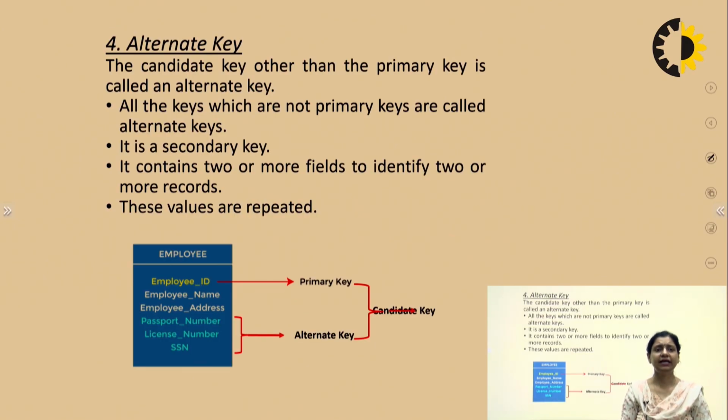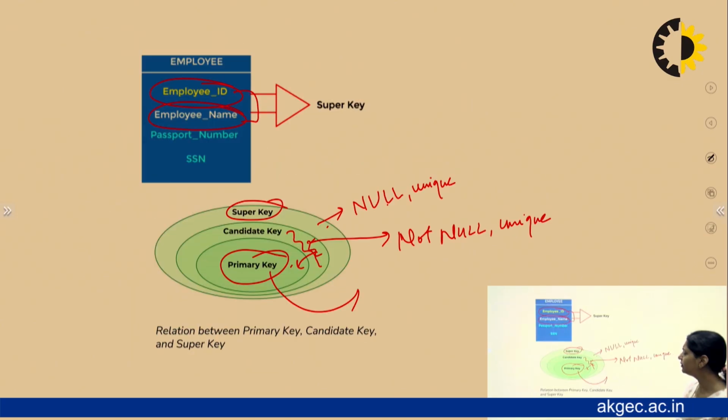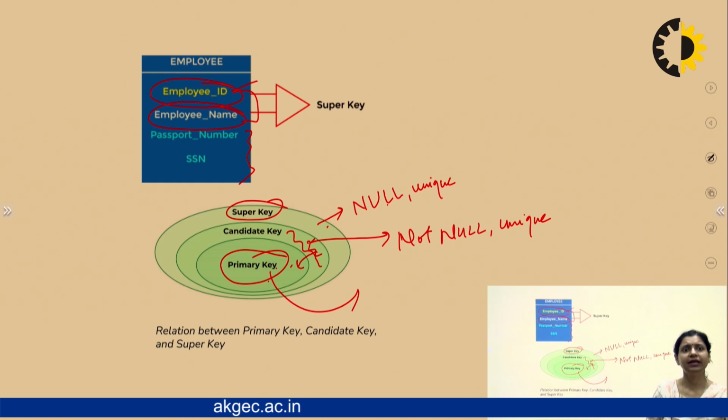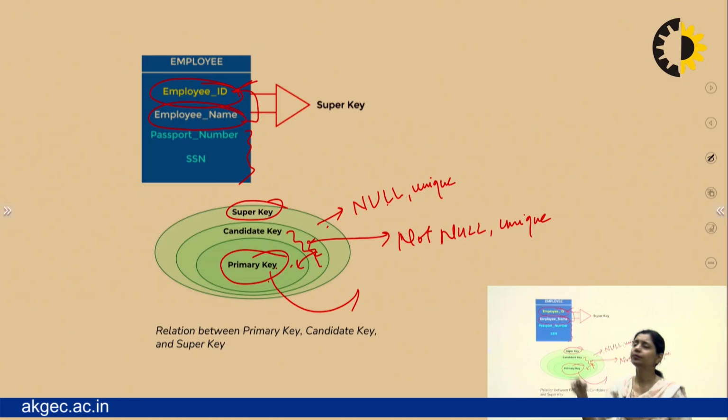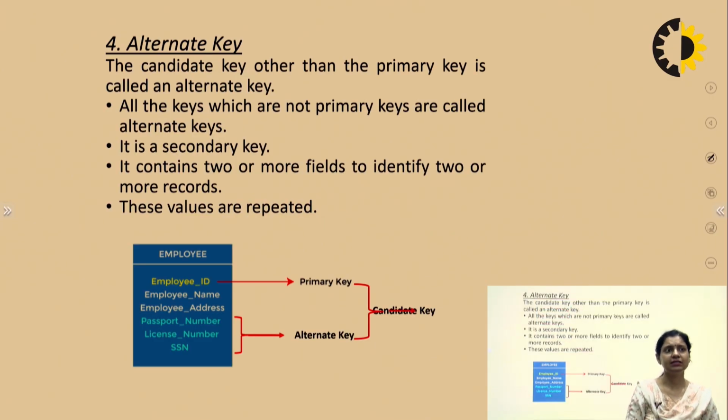The next one that we have is alternate key. Alternate key is the candidate key which is not a primary key, like we were talking about here. In this case, if this is the primary key and these were the candidate keys, then passport number and SSN become the alternate keys and this key becomes the primary key. So all the keys which are not primary keys are the alternate keys.